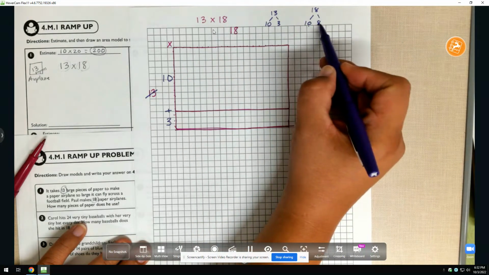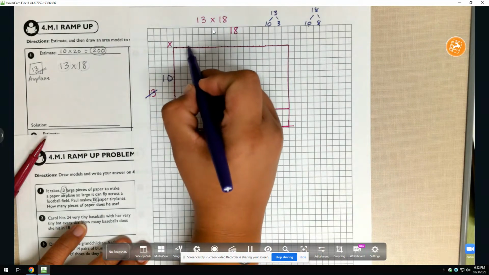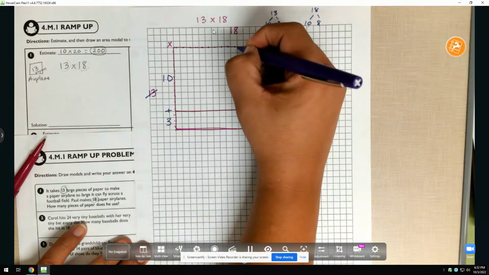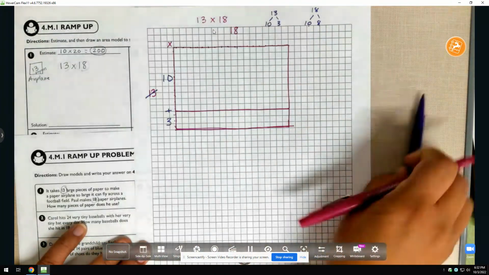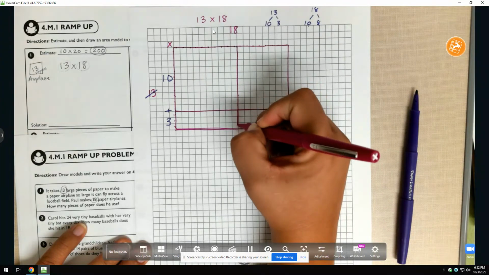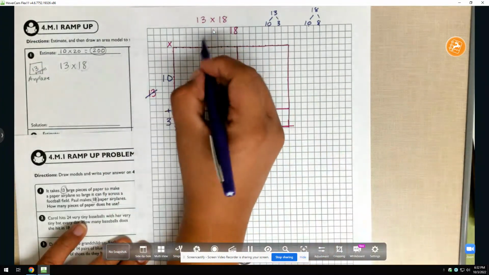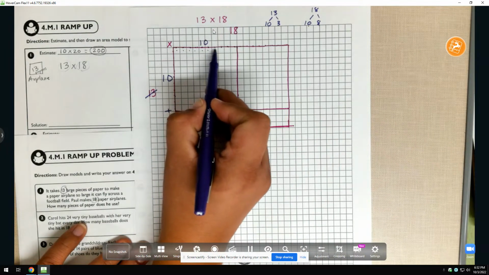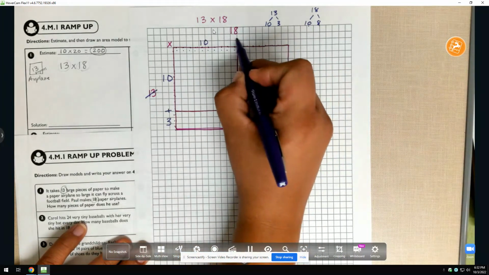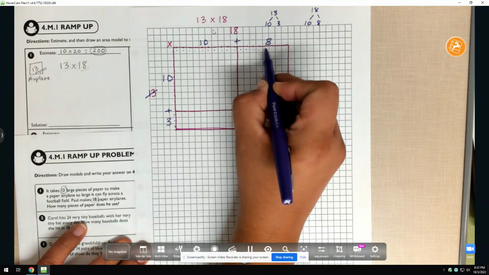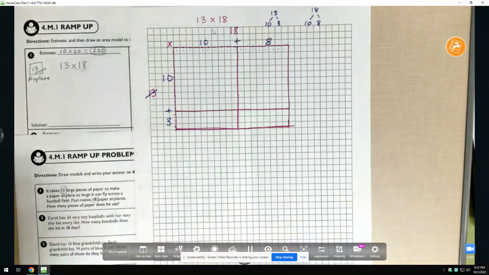And now I want up here an area where there's 10 in each row and 8 in each row. 1, 2, 3, 4, 5, 6, 7, 8, 9, 10. So I have 10 in each row here. 1, 2, 3, 4, 5, 6, 7, 8, 9, 10. Yep. And then I have 8 in this row. 1, 2, 3, 4, 5, 6, 7, 8. Yep. All right, now I've divided up my area.